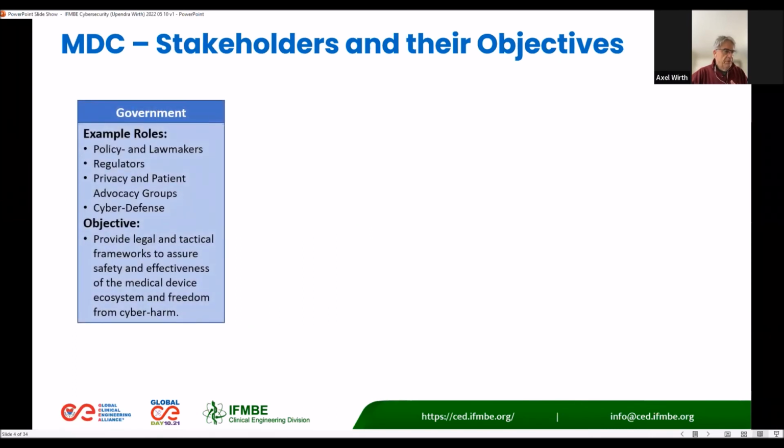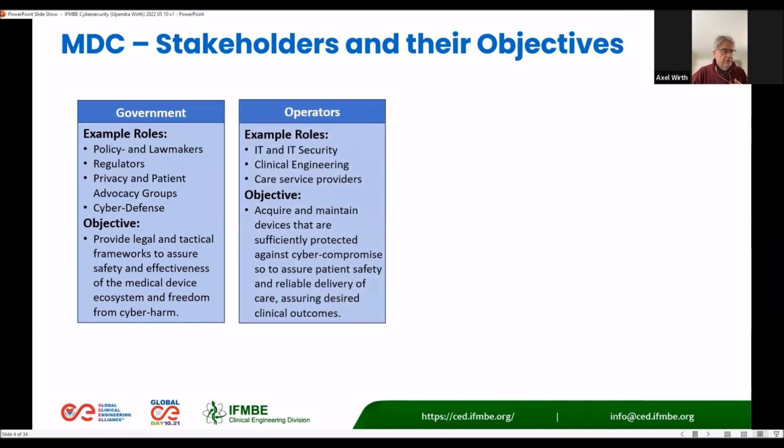And even though the topic of cybersecurity for medical devices is fairly narrow, the range of stakeholders, on the other hand, is quite broad, right? You have government and the general public, so those could be policy and lawmakers, regulators, but also even patient privacy advocacy groups or groups that represent certain types of patients. Then you have government cyber defense, and basically their role is to provide legal and tactical frameworks to assure safety and effectiveness of the medical device ecosystem and reduce the risk of cyber harm.